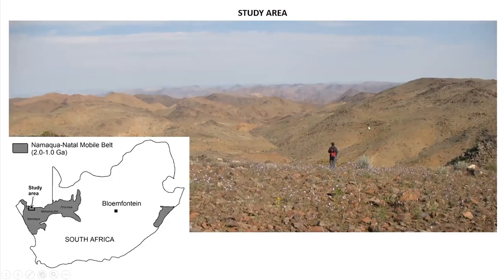This is part of the study area. The study area is located in the far northwest of South Africa, in the Northern Cape. It's on the Orange River, and it's part of the Namakwa-Natal Mobile Belt, which is a Proterozoic mobile belt thought to be associated with the assembly of the Rodinia supercontinent. It crops out in Natal and in the Northern Cape, and the western part of it in the Northern Cape is called the Namakwa Metamorphic Province. So the study area is part of that.